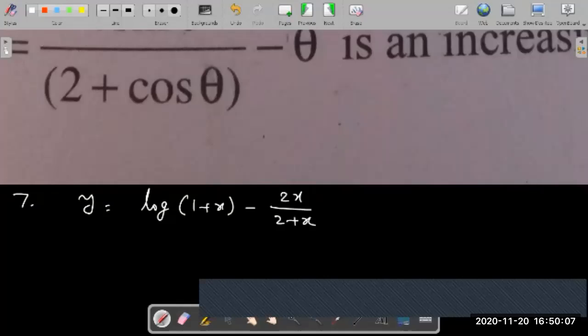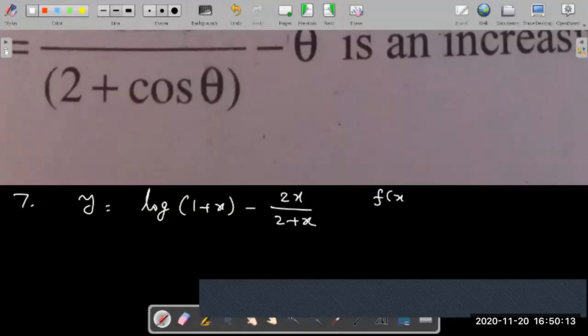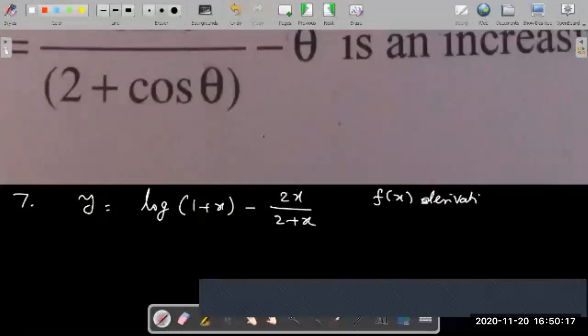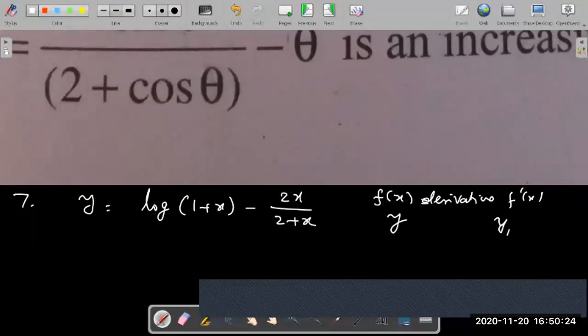This is the question. There is a notation also, I think we learned it, right? If you have f of x, then the derivative is f dash x. We also have a notation: if y is given, we can write y1 or y dash. That means the first derivative. Okay, this notation is also there.